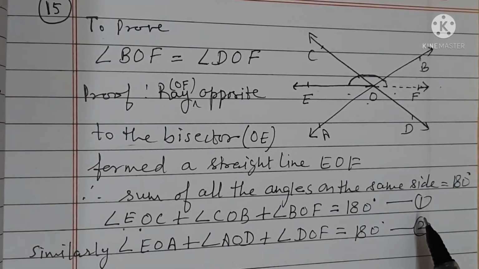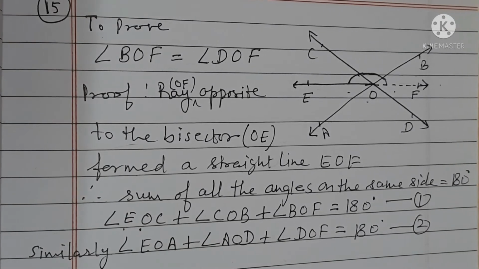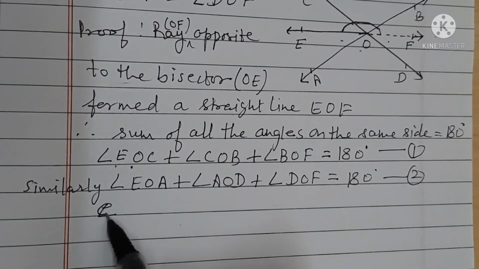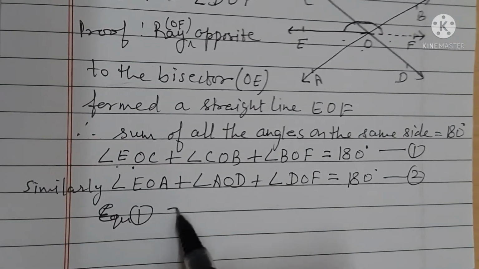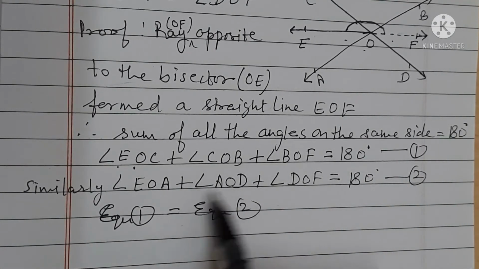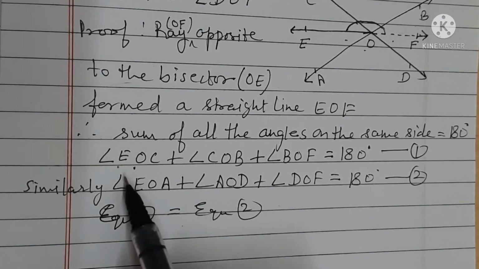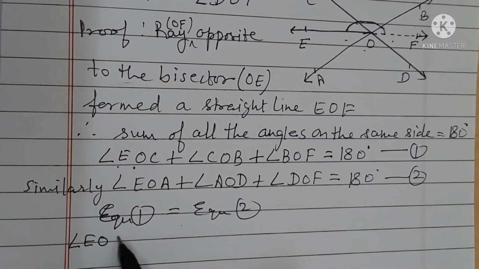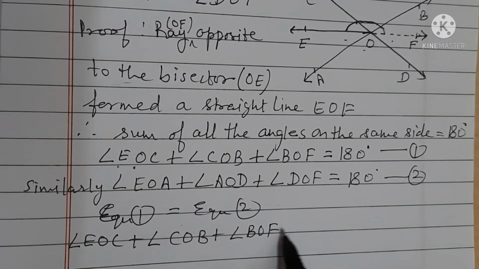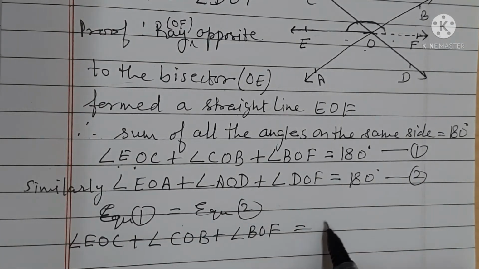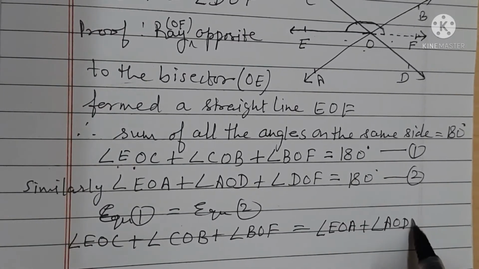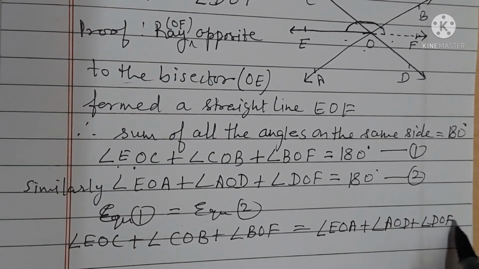Equate both the equations. Both are 180 degree, so you can write it equal. So angle EOC plus angle COB plus angle BOF is equal to angle EOA plus angle AOD plus angle DOF.